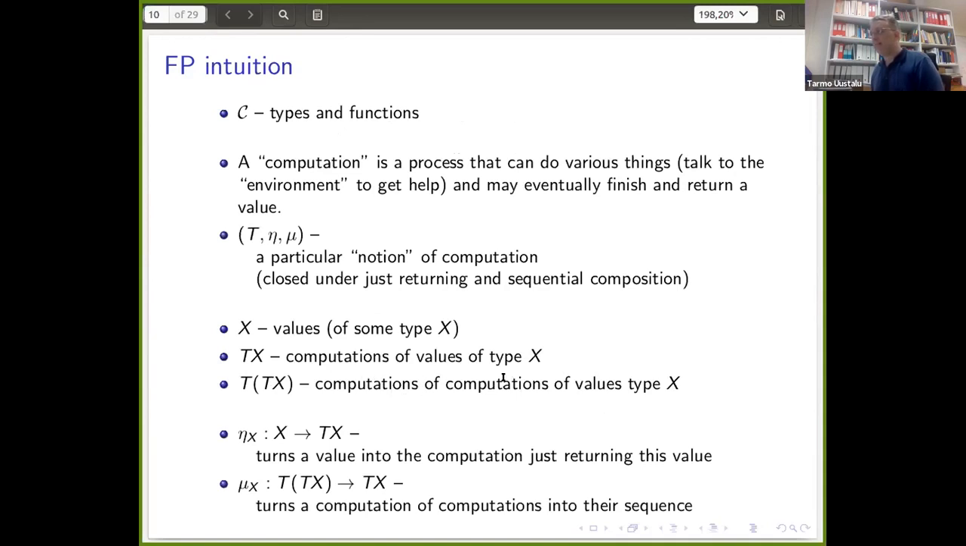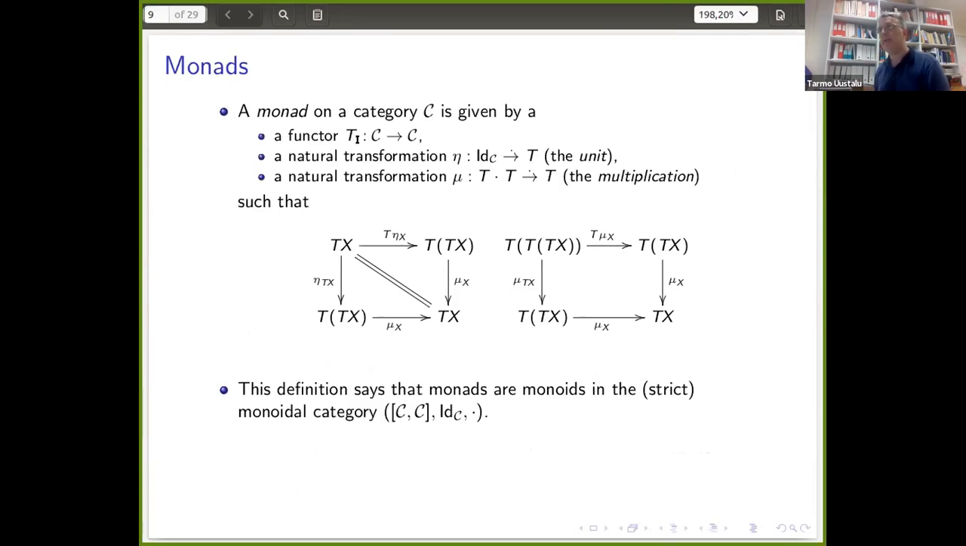Someone asked, is T an endofunctor? Yes, because it maps sets to sets. That's what we said here. It has to go from C back to the same category C. And a useful example to think of is C is Set. Or think of C as the category of Haskell types and the functions between them.